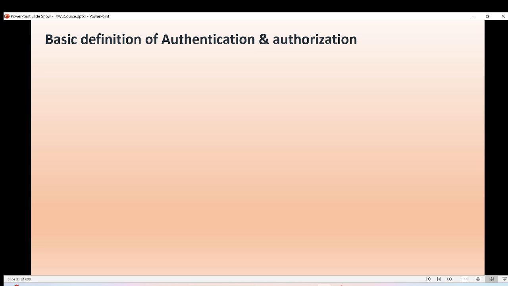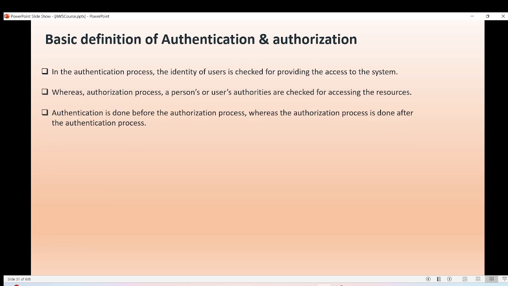Now, the basic definition of authentication and authorization. In the authentication process, the identity of the user is checked for providing access to the system, whereas in the authorization process, a person's or user's authorities are checked for accessing the resources. Authentication is done before the authorization process, or you can say the authorization process is done after the authentication process.